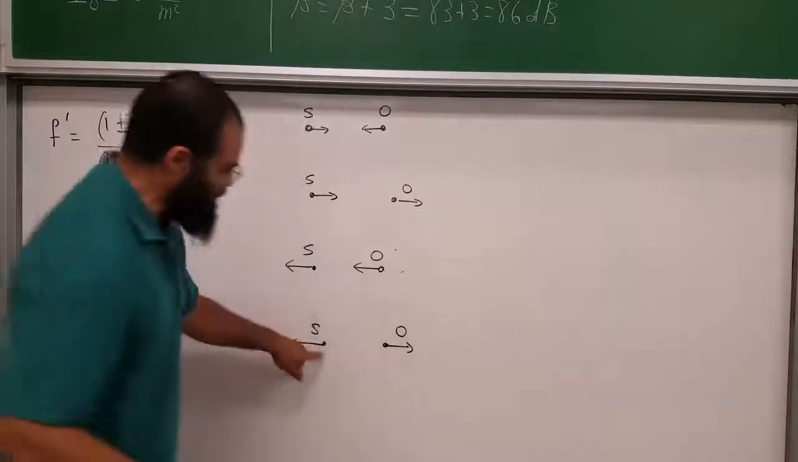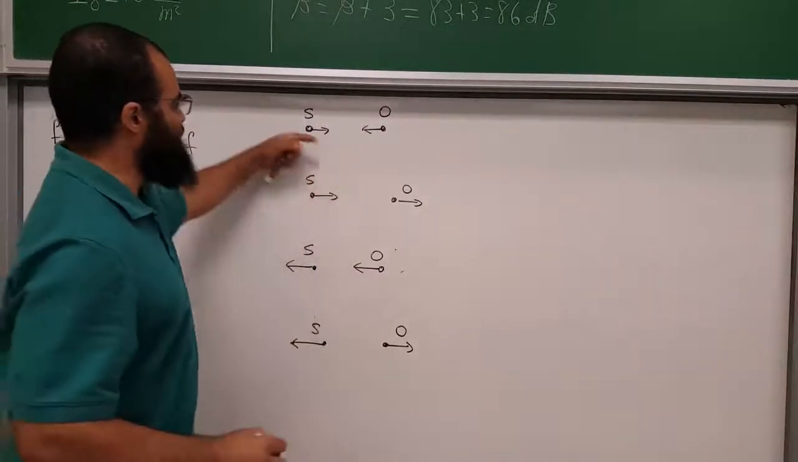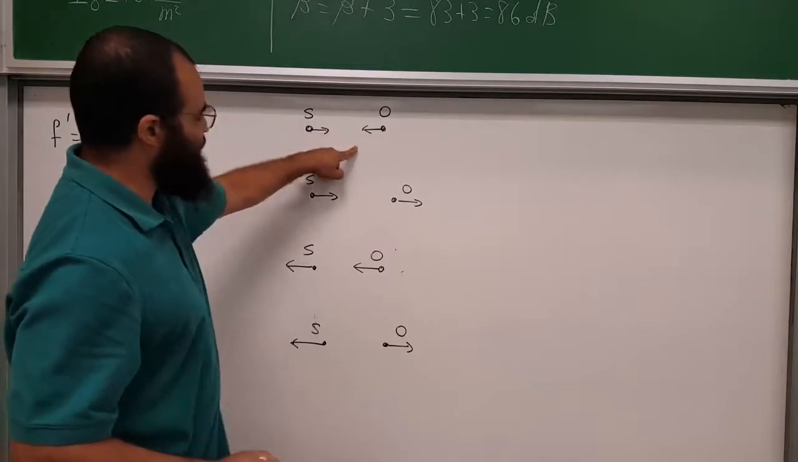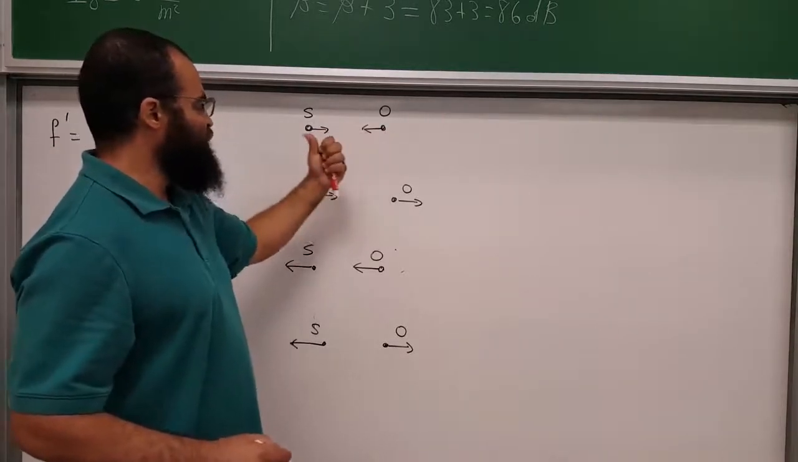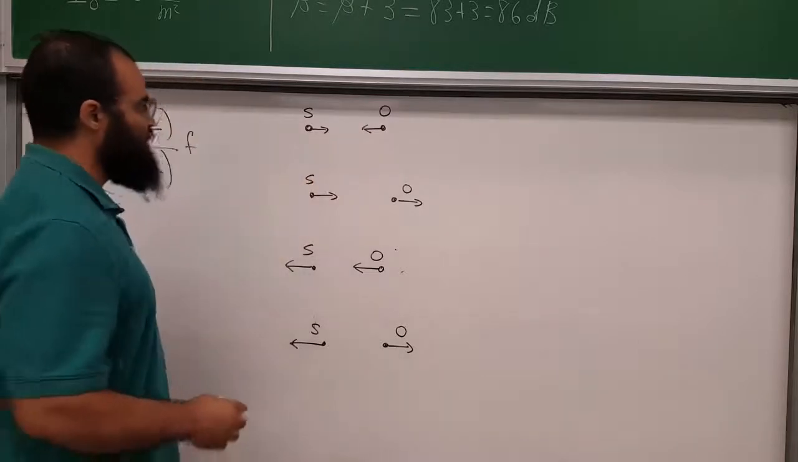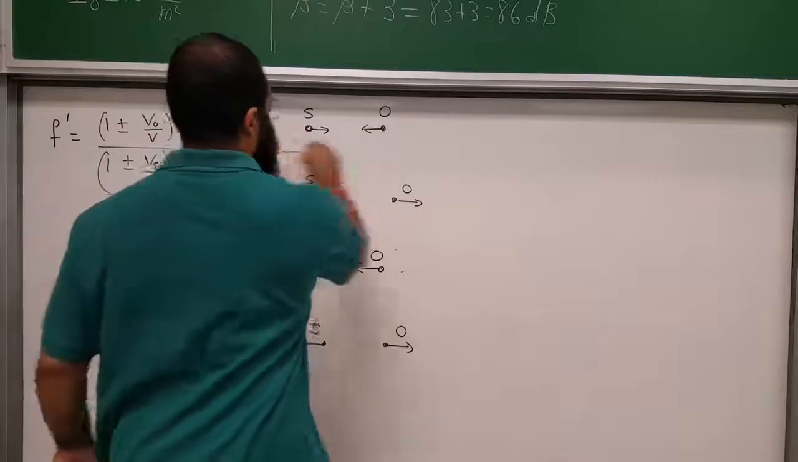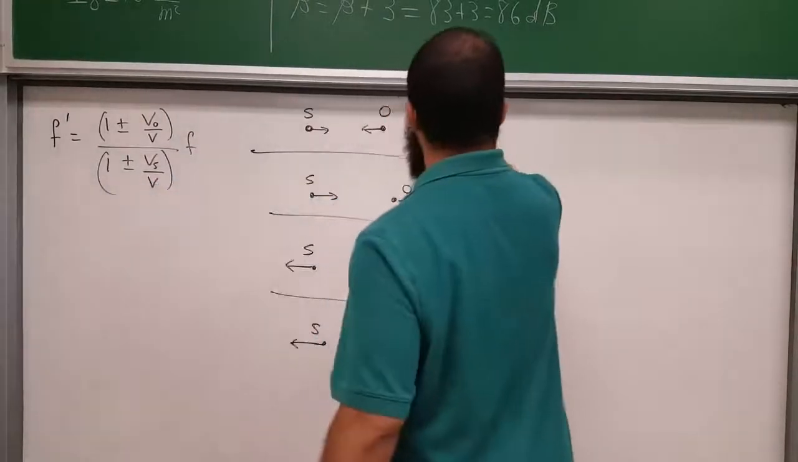As you can imagine, this will be the lowest possible frequency, and this will be the highest possible frequency. Source moves toward the observer, makes the frequency larger. Observer moves toward the source, that makes the frequency larger. And this is intermediate. This is the lowest. So what's F prime here? Which one should we use? The pluses or the minuses? Well, it would be this.